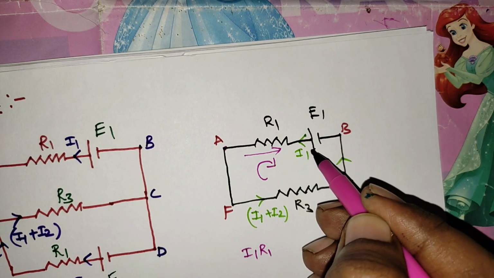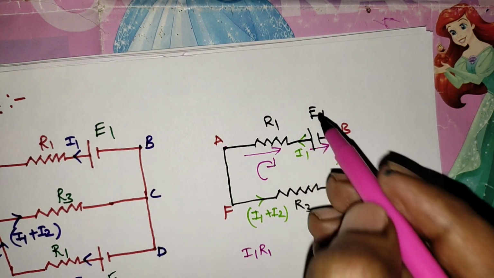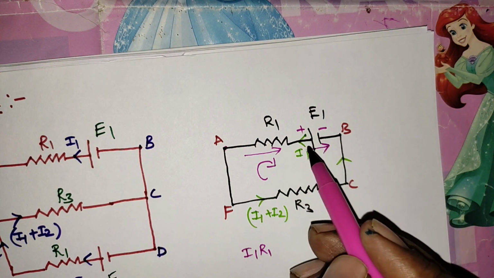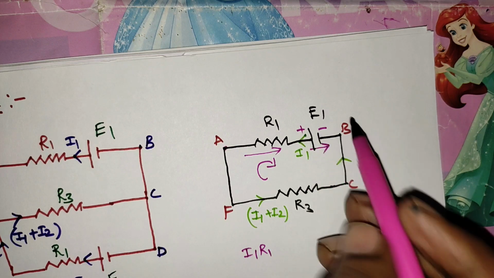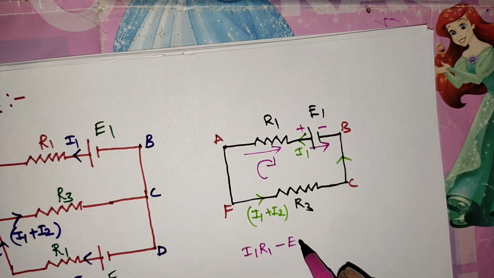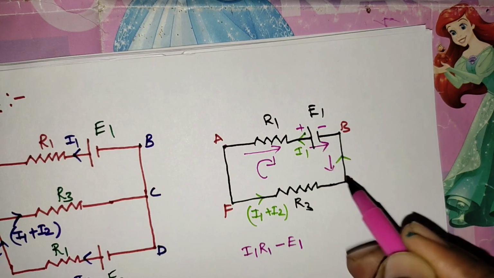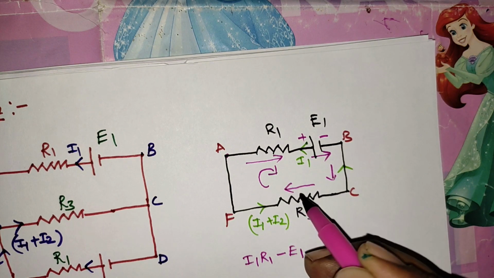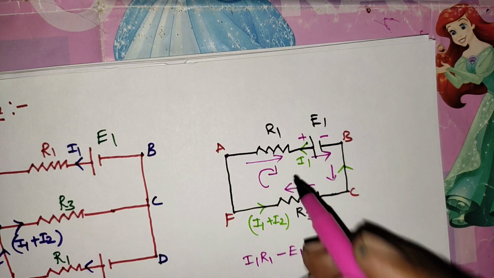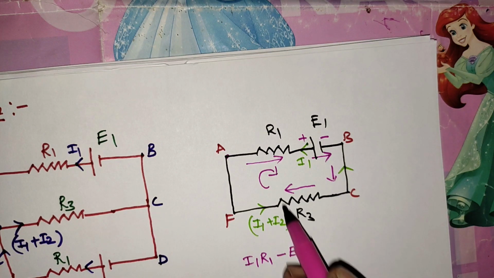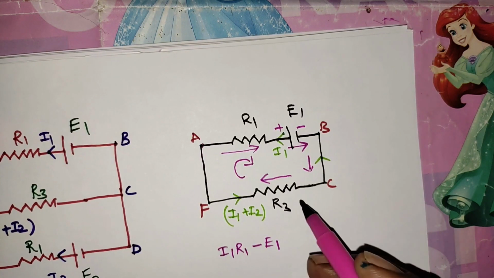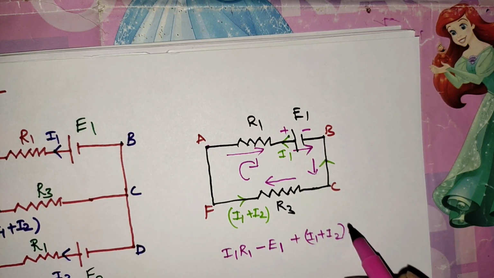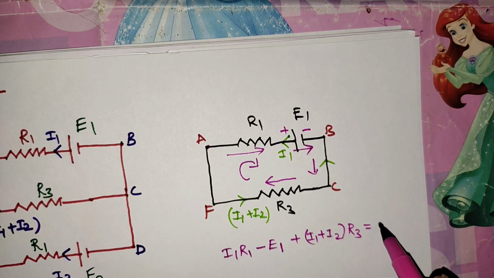Then after that, you came here. So this is plus and minus. You are moving from higher potential to lower potential. Already we discussed, when you are moving from higher potential to lower potential, it can be taken as a negative EMF. So you can take minus E1. Then you can travel like this. Here, this is just an empty wire to consider. Then you are moving in this direction. This is the loop direction and the current direction, both in the opposite direction. So you can write it as plus I1 plus I2 into R3 is equal to 0.